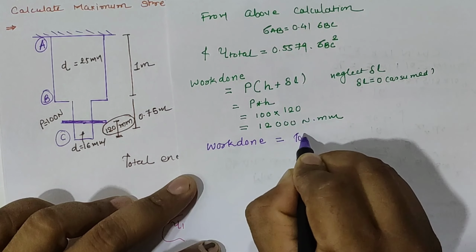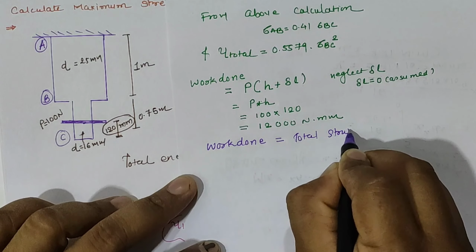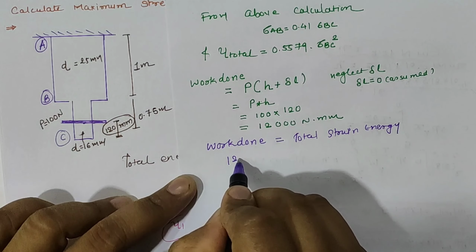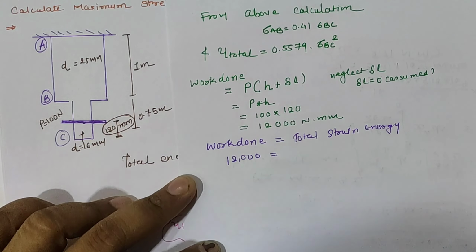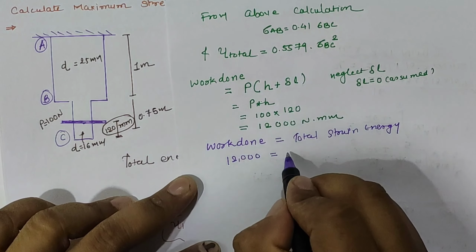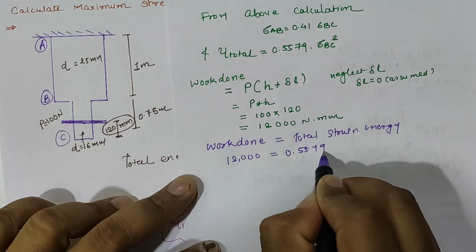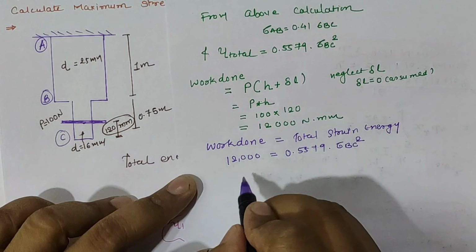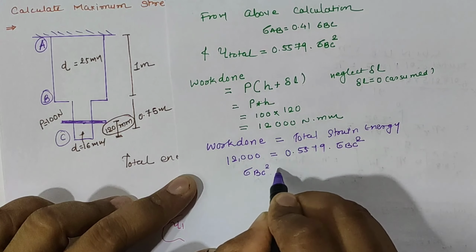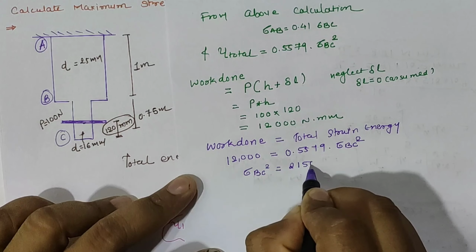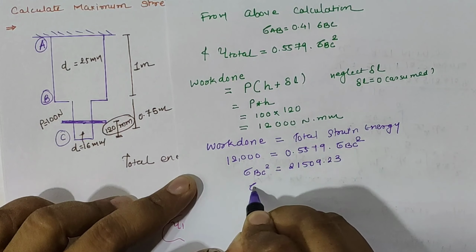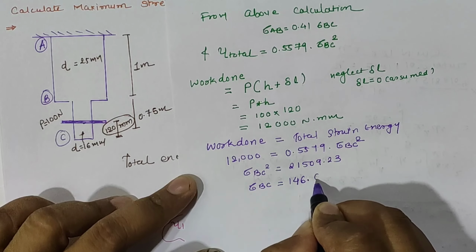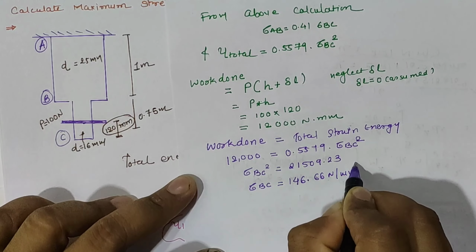Now we know that for any connection, the total work done is equal to the total strain energy. So 12,000 Newton into mm equals the total strain energy, which is 0.5579 into sigma BC square. Now if we solve this, we have sigma BC square equal to 21509.23, and sigma BC equal to 146.66 Newton per mm square.